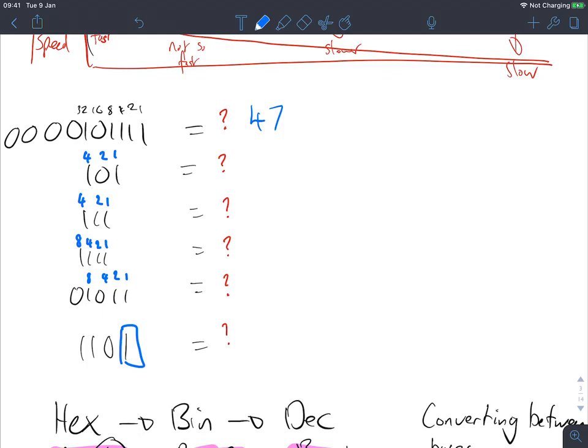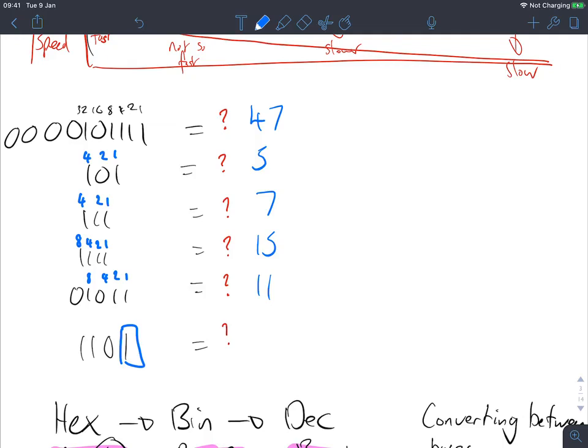And then if we look at the next one, we have got a 4 plus a 1, which is 5. Then we've got a 4 plus a 2 plus a 1, which is 7. Next one, 15. And then the next one is 8 plus a 2 plus a 1, which is 11. Okay, so again, notice the last bit. If there's a 1 there on the right hand side, then that indicates that that is an odd number.